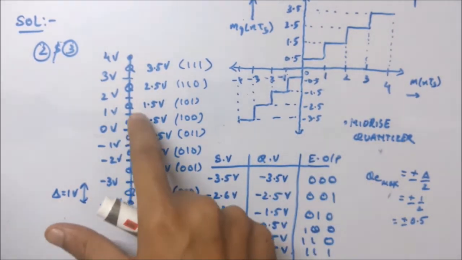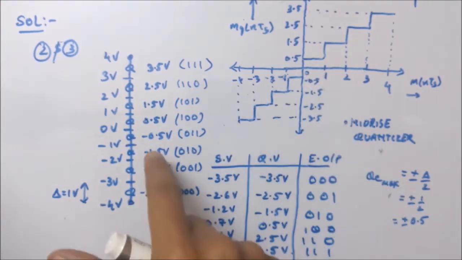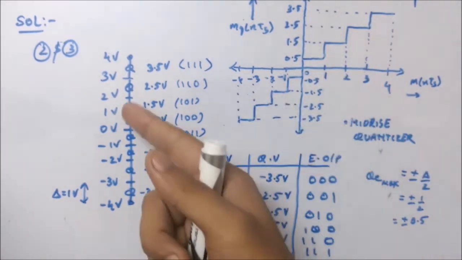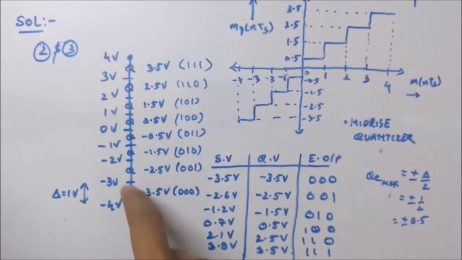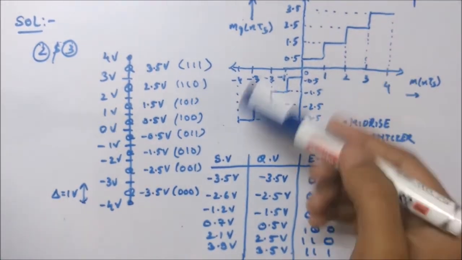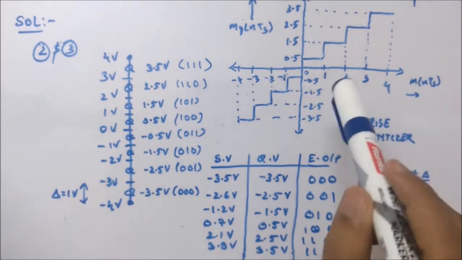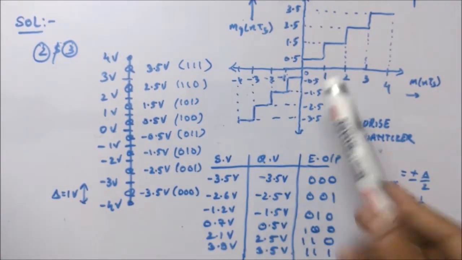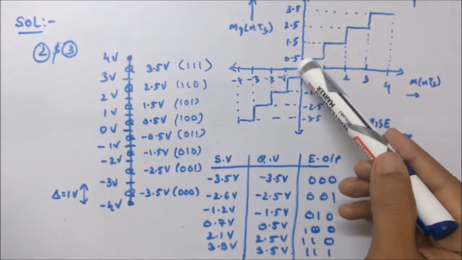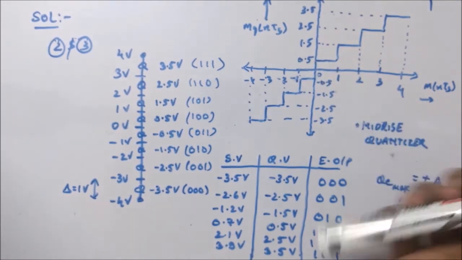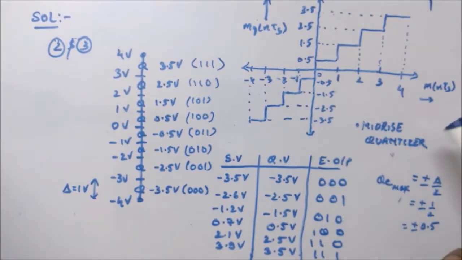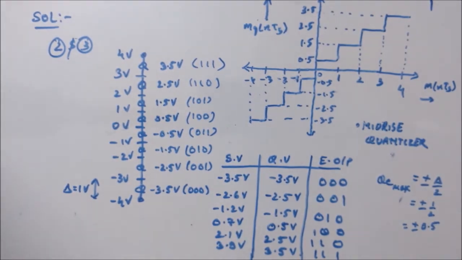Similarly, if you look for 0 to 1 volt range, this is 0.5. So this is the range of input and this is the output. That's how you plot the characteristics of quantizer. Now if you look closely, this looks like a mid-rise quantizer, because at the origin it is rising from mid. So that is why this is the characteristics of a mid-rise quantizer.